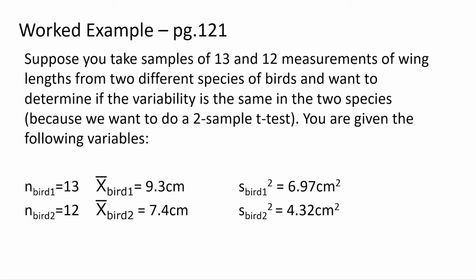Okay. So I'll go through a super quick worked example just to get you familiar with how this works. Let's say that you take samples of 13 and 12 measurements of wing lengths from 2 different bird species. So your sample sizes don't have to be equal. We're measuring wing lengths from 2 species of birds, and we want to know if the variability is the same between the 2 species, because we want to do a 2-sample t-test on these 2 species. The variables that we're given are our sample size, our means for bird species 1 and 2, and our variance for bird species 1 and 2.